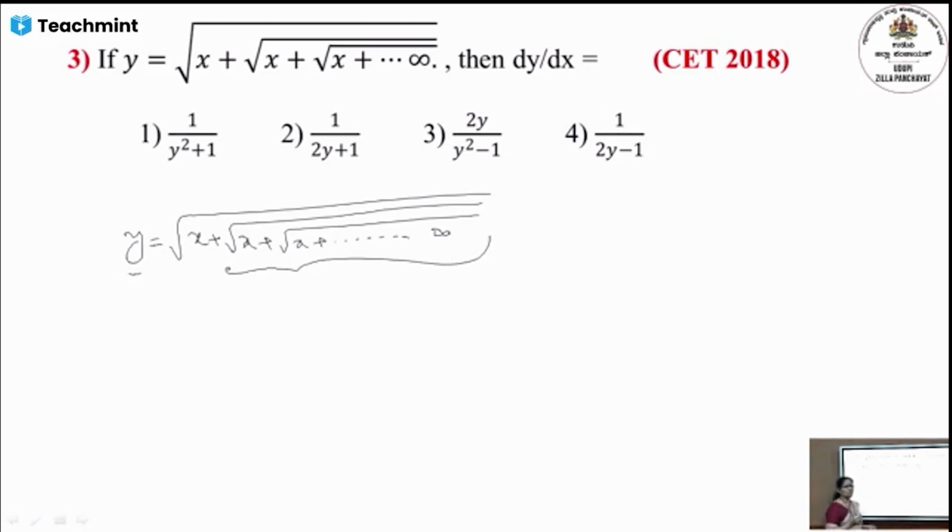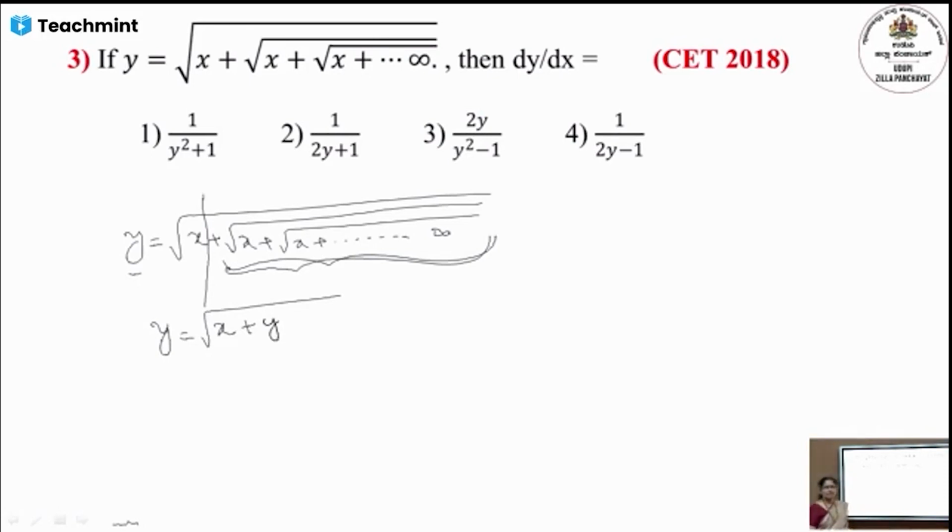Just like from a sea, if you take out a few drops of water, forget about a few drops, a few buckets of water, will you be able to make out the difference? You won't. Same way, if I just leave out the first x, then still whatever expression you have, that will be y. So what I get is y is equal to root of x plus y.